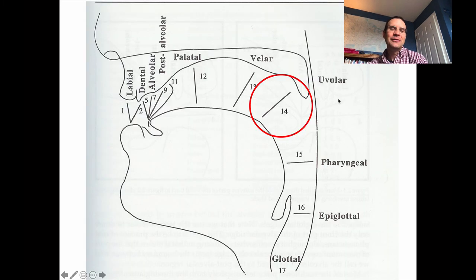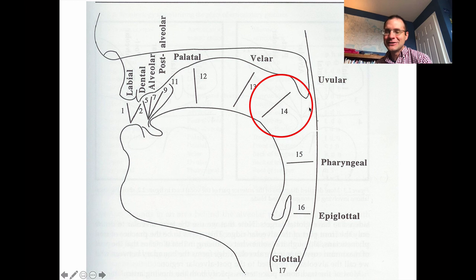The uvular place of articulation is where you make contact with the really far back part of your tongue and this thing called the uvula, which dangles down at the back of your soft palate or velum. So the uvula, you can see it. I'm not going to try to show you mine, but I'm sure you've probably seen yours at some point when you looked in the mirror as a kid. You knew there was this little dangly thing there. It looks kind of funny.